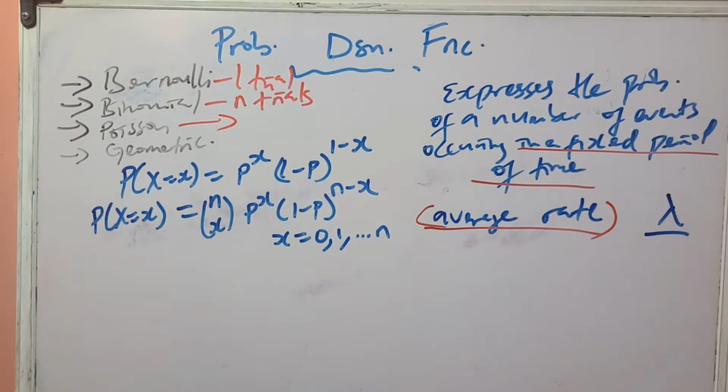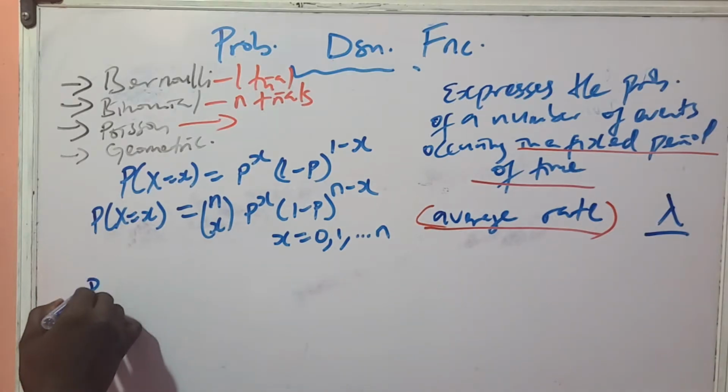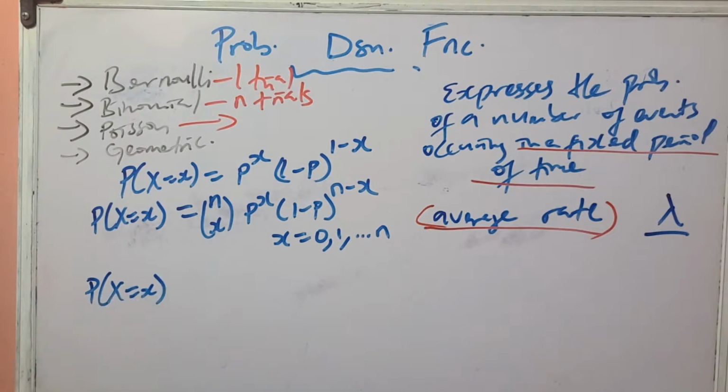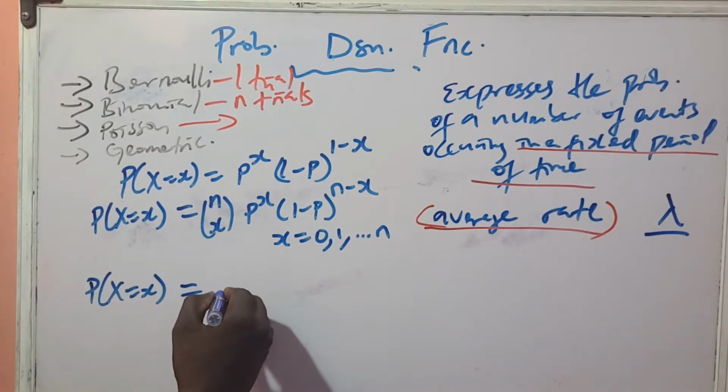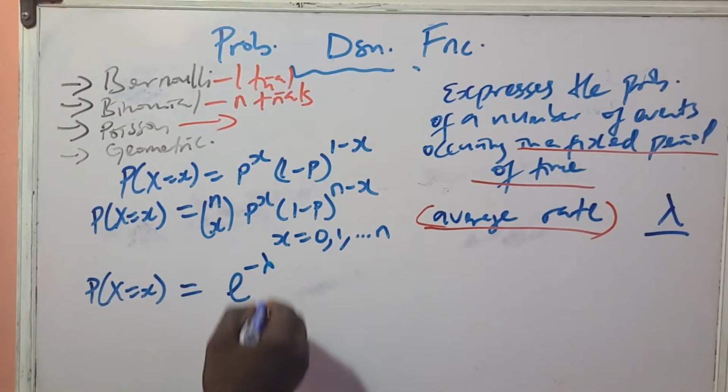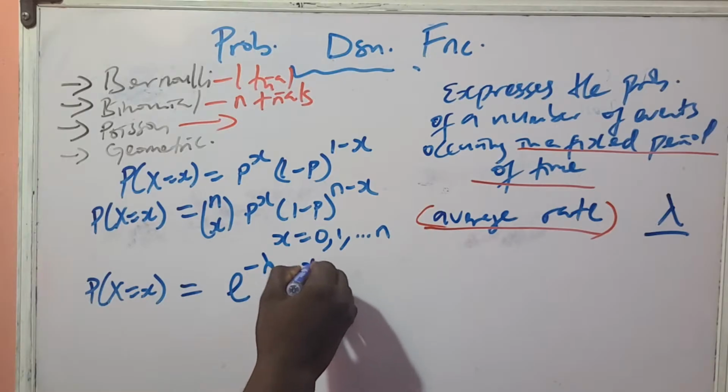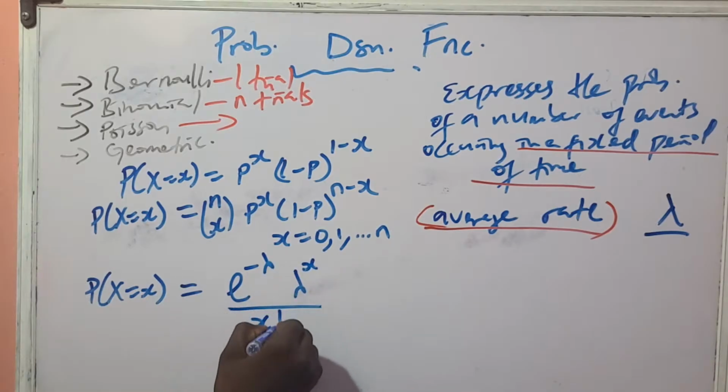Now, let's get to that of a Poisson distribution. What's the PMF of a Poisson distribution? Of course, this is a discrete random variable, or a discrete distribution function. So the PMF is very unique, different from the rest. It's given as e raised to power minus lambda, lambda raised to power x, over x factorial. It's quite unique. This is x factorial.